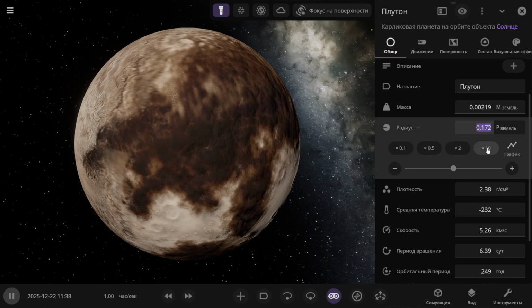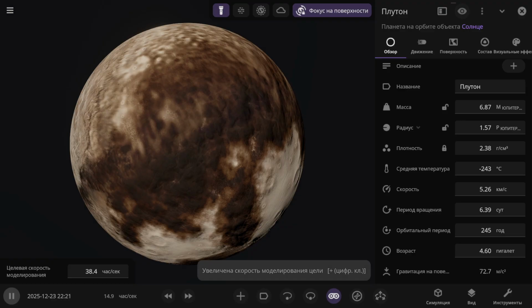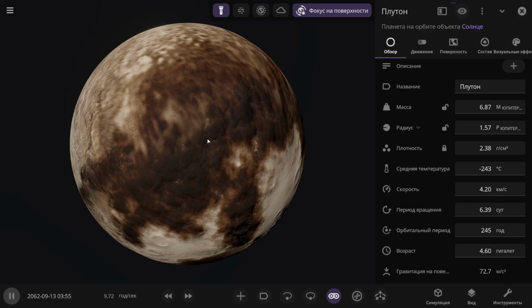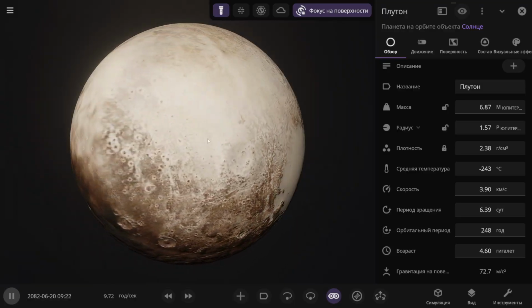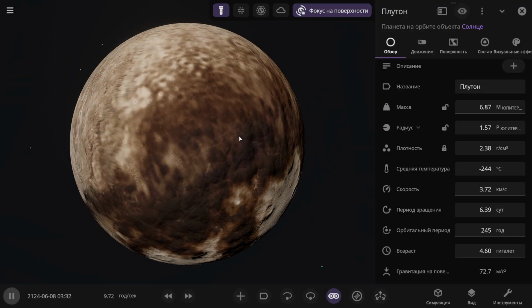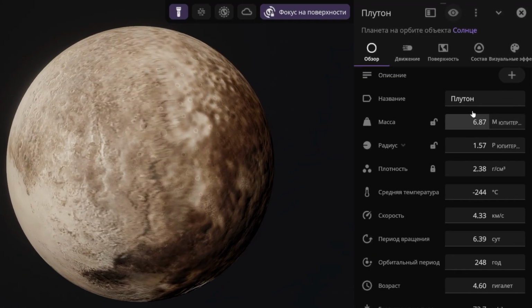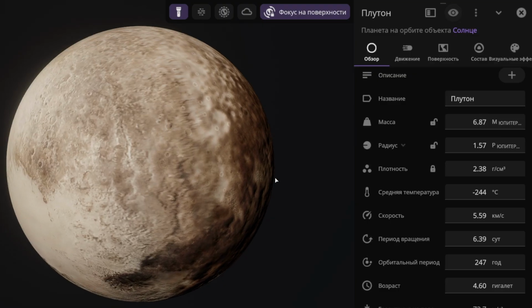And now I'll increase its radius by 10 and then by 100 times. Now let's speed up time and see if anything interesting happens to it or not. But now almost 10 years are passing per second, and nothing is happening to Pluto. Its temperature isn't changing, and its appearance isn't changing either. It just got bigger, that's all. But now its mass is 6.87 times the mass of Jupiter. Most likely the Kuiper belt will suffer a little, of course.